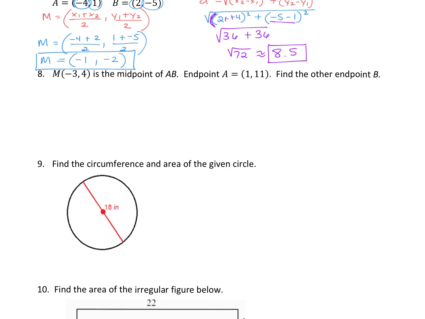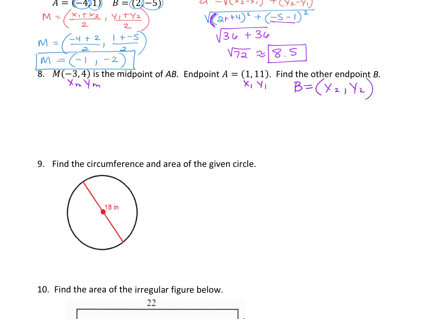Okay, so you have your x midpoint and your y midpoint. That's given to you as the midpoint, that's your x sub m and your y sub m. Your endpoint is going to be your x1 and y1, and the one we're trying to find, our B, is going to be our x2 and y2.